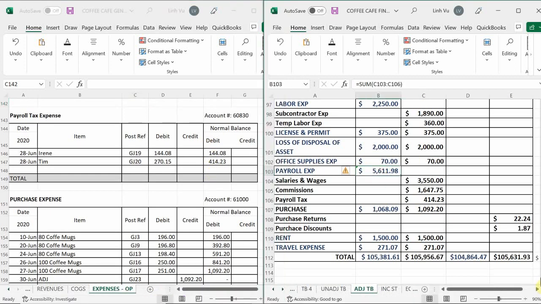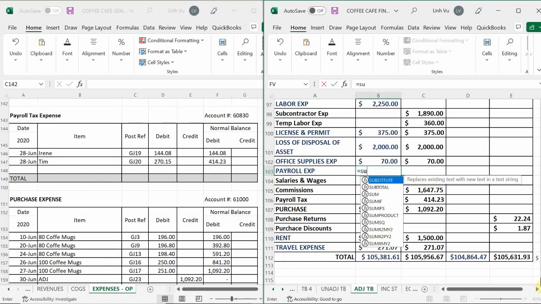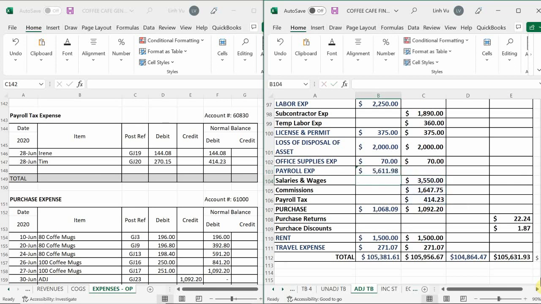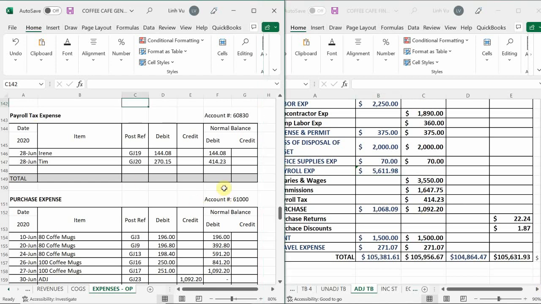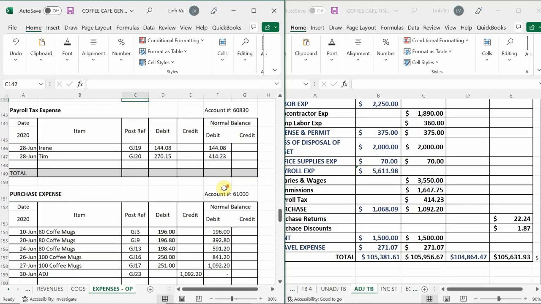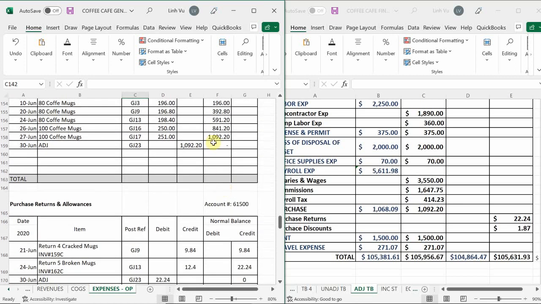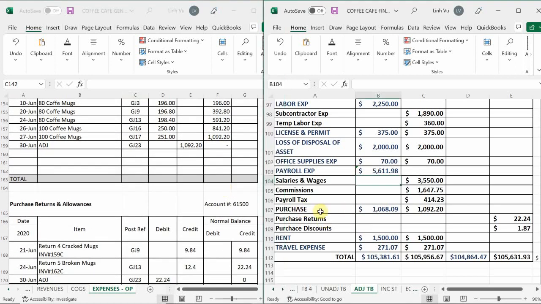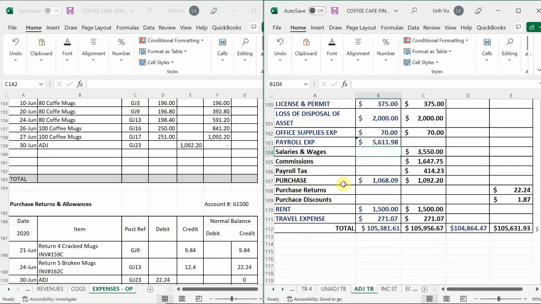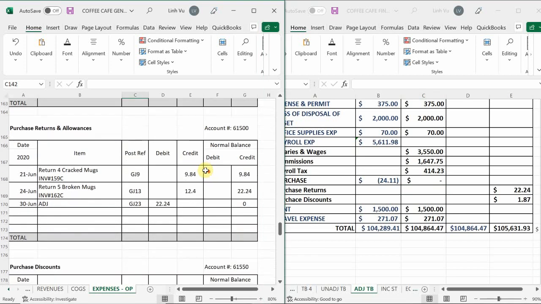How come this? I didn't see it change. So let me run my formula one more time. There you go. So $5,611.98 is my current payroll expenses. Okay. Next one I have here is my purchase expense, which is zeroed out. Okay, so purchase expense is now 0 because we did our conversion entry, right? We emptied out all of these accounts.